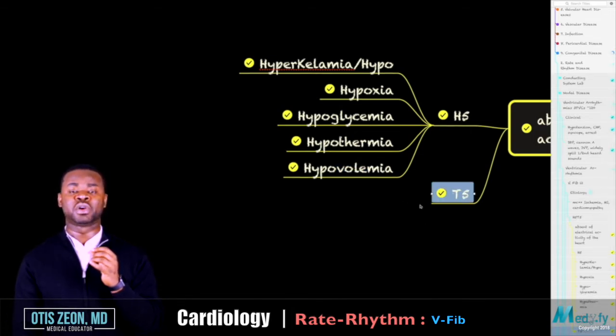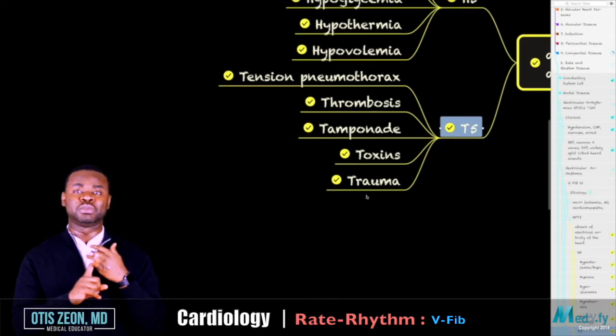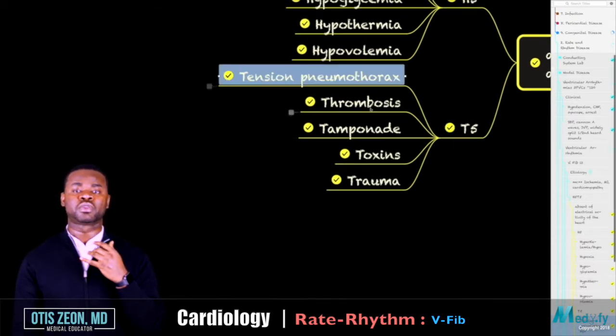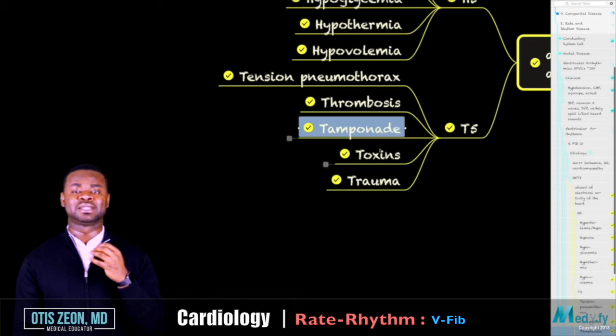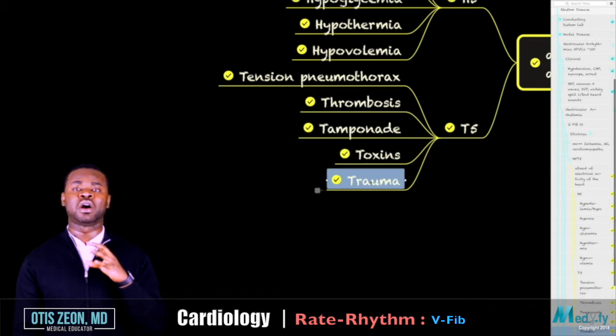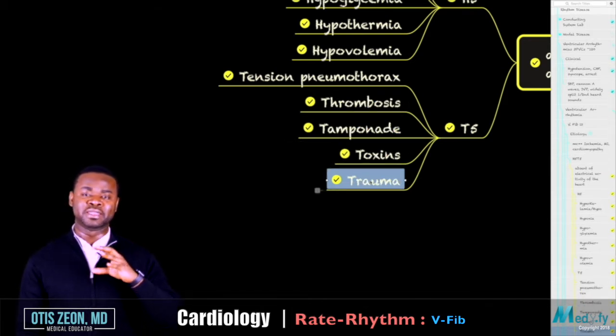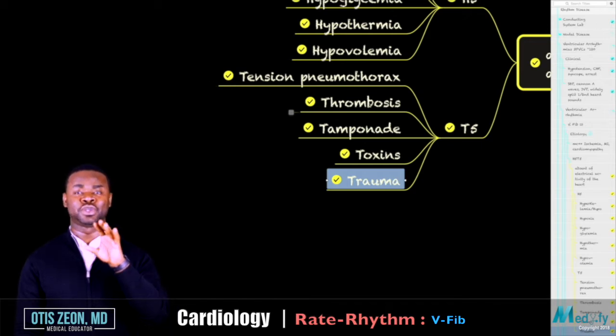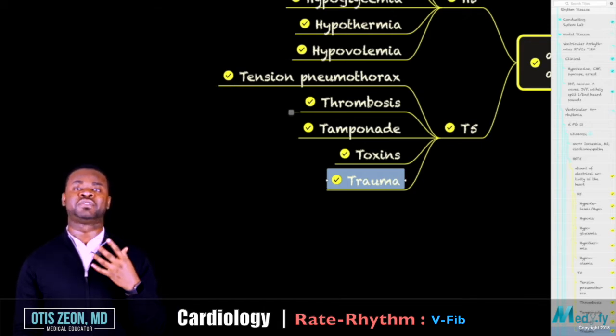The 5 T's are important. You have tension pneumothorax, thrombosis, tamponade, toxin, and trauma. All of these T's may have an effect. But again, these are supportive things that are given in your clinical vignette. So you don't necessarily have to memorize it.